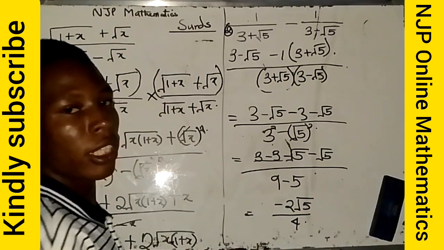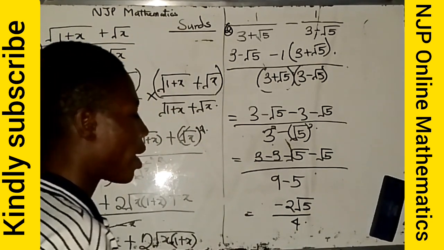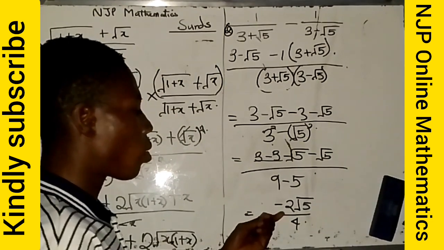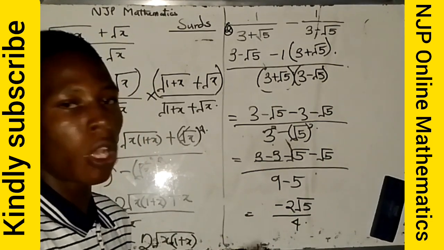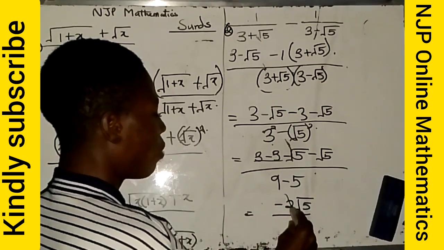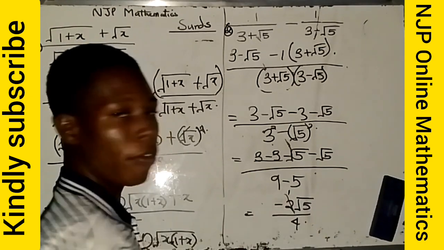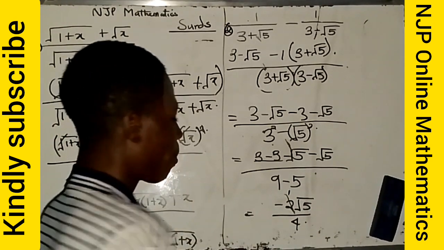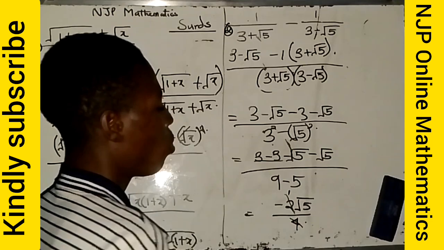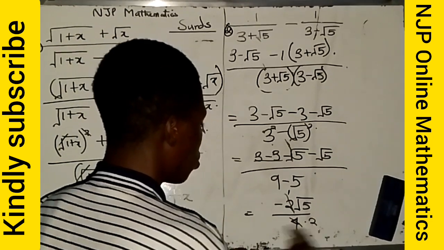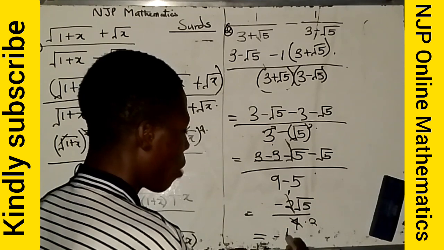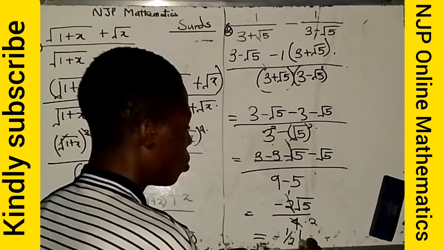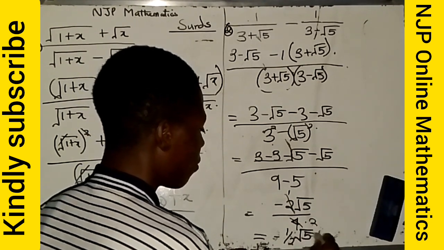So yeah, we can still continue by simplifying, because the numerator has a common factor to the denominator, and what is common there is 2, and if 2 goes here, what will be left with is just 1, and if 2 goes into 4, what will be left with is 2. So the final answer becomes minus 1 over 2 root 5.